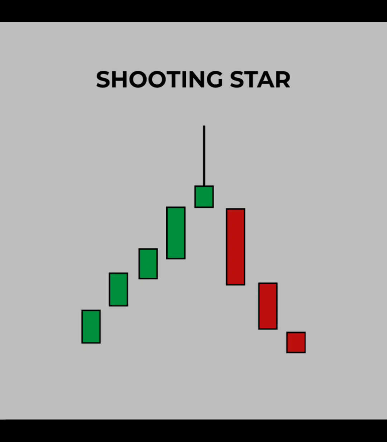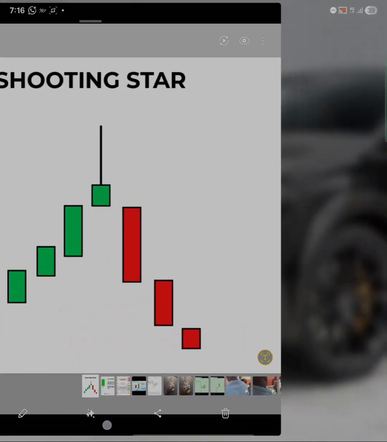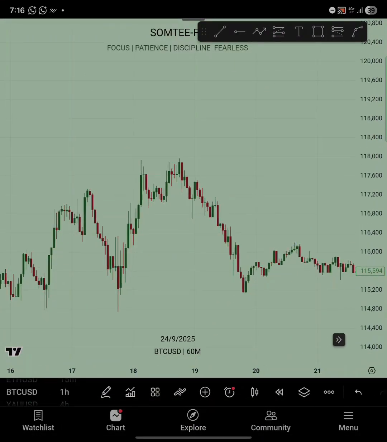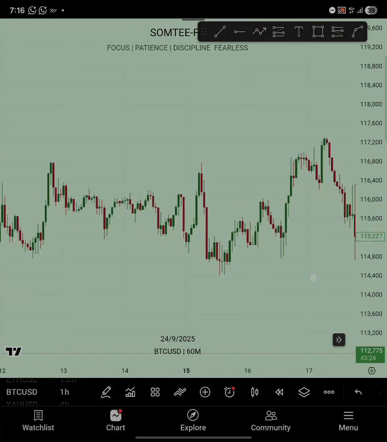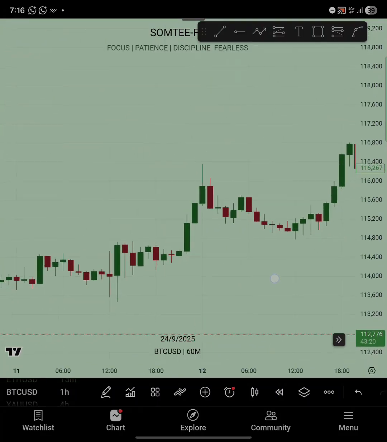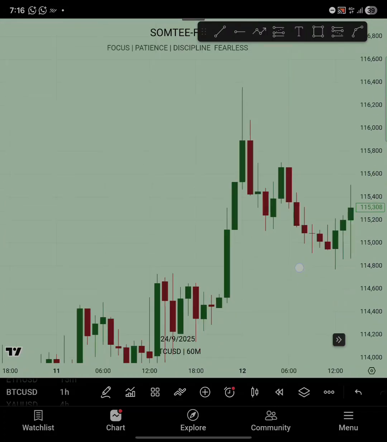We have doji candlestick. I'm going to show you that particular one in the chart. Doji candlestick. Okay, so let me show you that particular one in the forex chart. I will show you all the candlesticks that I talked about now. Let's take it one step at a time. Okay, let me zoom in.